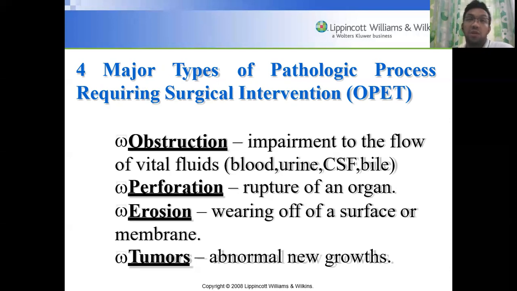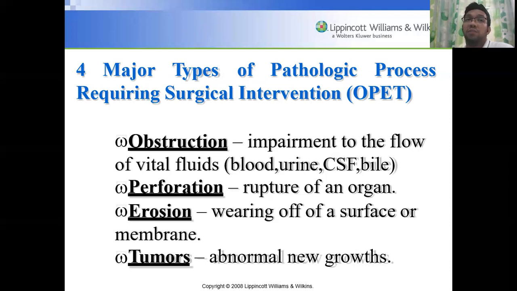There is also perforation. Letter P, perforation, there is a rupture of an organ. Let's say, for example, ruptured appendix, ruptured stomach due to ulcer, or ruptured intestine because of intussusception, and others. There can be perforations inside that need to be operated on, or any aneurysm that has ruptured, that is under perforation.